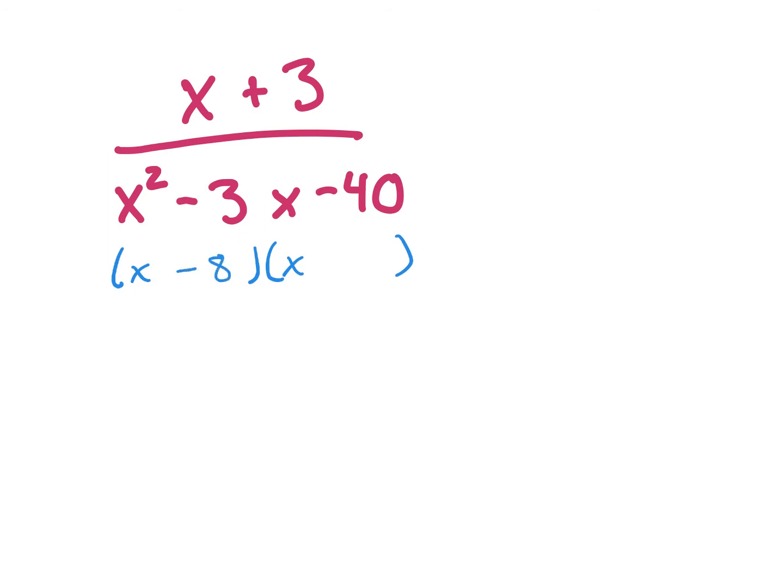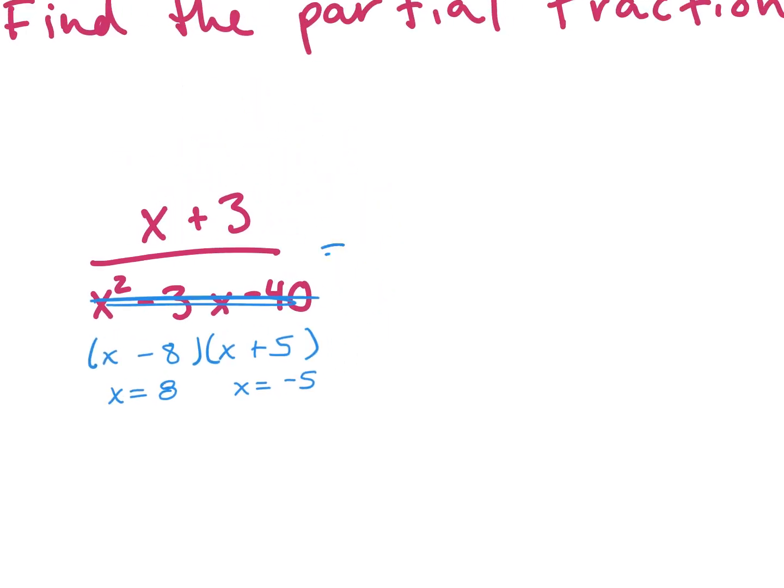Negative 8 and what? Positive 5. Perfect. I'm going to go one more step just to help myself out, to remind myself, and figure out what my two x's are going to be that I'm going to plug in. They're going to be positive 8 and negative 5, correct? All right, so let's set up our partial fraction decomposition.